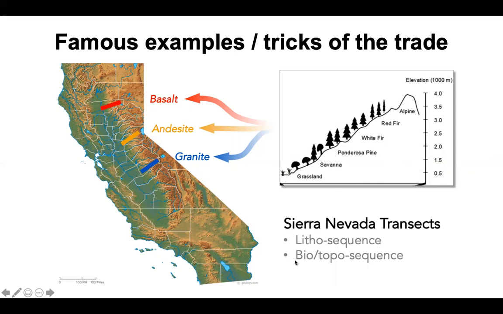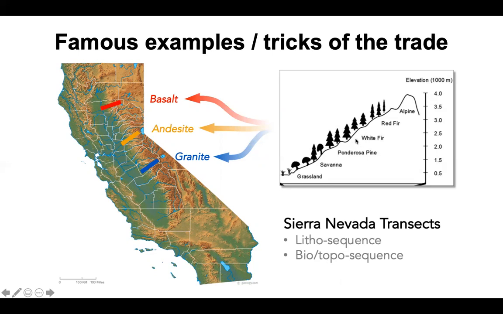So two things are changing at once in this. It's a biosequence because we have different species, different organisms that might be changing it, but those are intermixed and tangled up with the topography here.